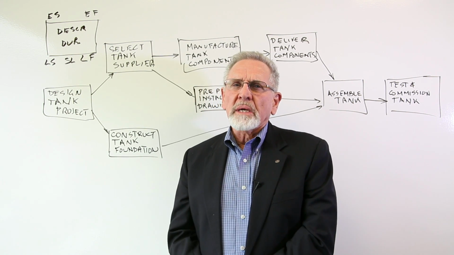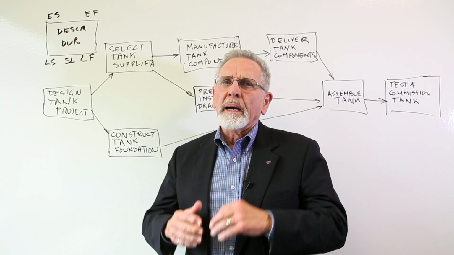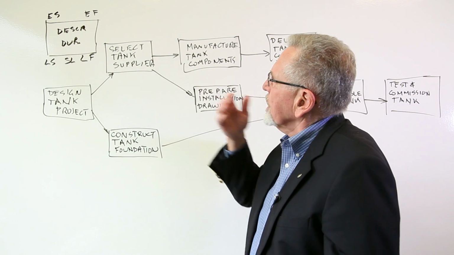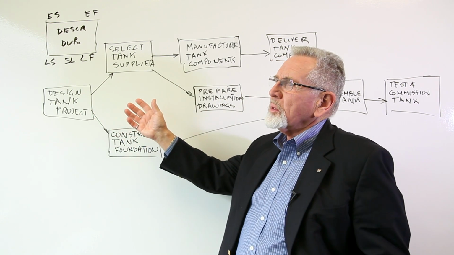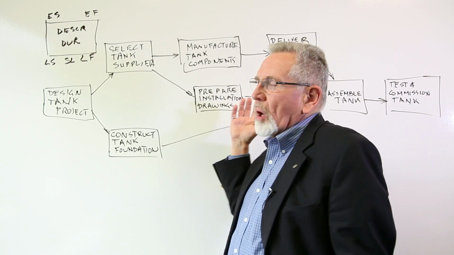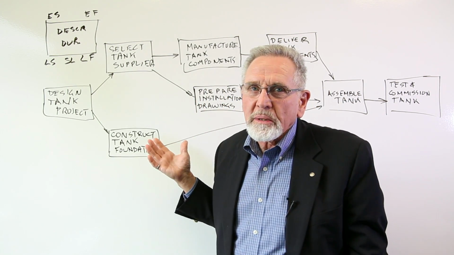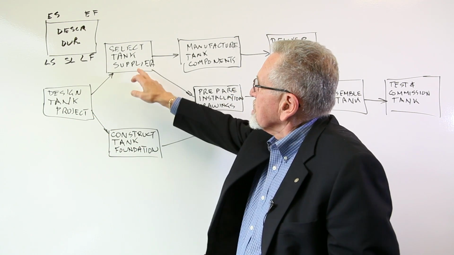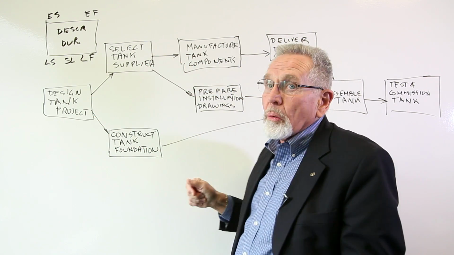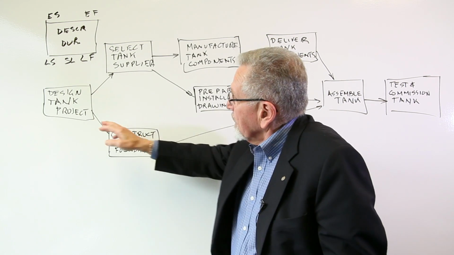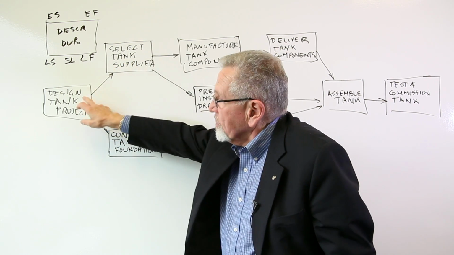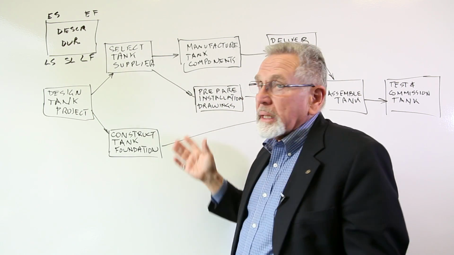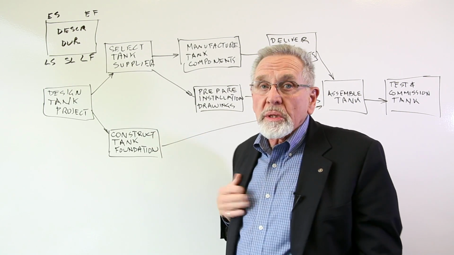Each task is identified and depicted by a node, either a box or a circle or something like that. As we've shown here, this is a very simple project. We're designing and installing a tank on a foundation, okay? So here are the tasks: design the tank project, select the supplier, manufacture the components, etc. And note, as I've said, we show each task within a node or a box, and then we connect the nodes in the order in which they'll be performed.